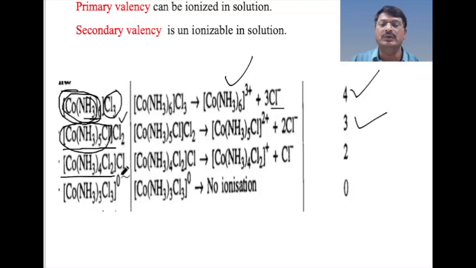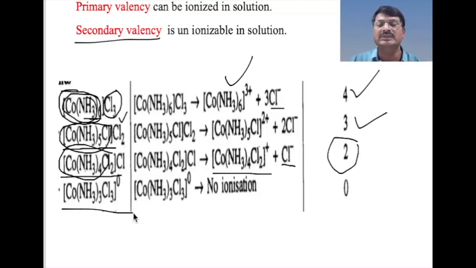Let us come to one more example, [Co(NH3)4Cl2]Cl. 2 Cl and 4 ammonia molecules are attached to the central metal by using the secondary valency. That's why it will come as a unique ion. [Co(NH3)4Cl2]+ is one unique ion, and next we will get this chlorine as 1 ion. So it is producing 1 chloride and 1 complex ion. Like that, you are getting a total of 2 ions.